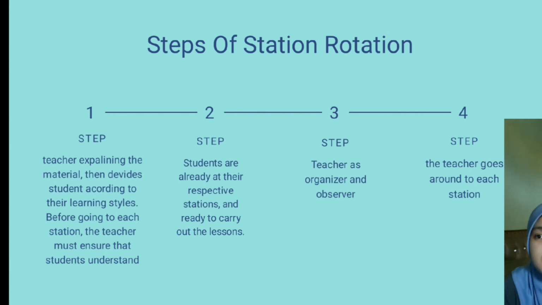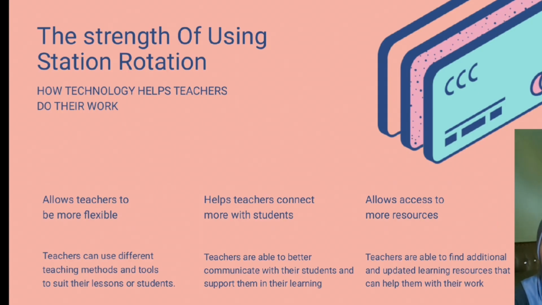The next step is that students are already at their respective stations and ready to carry out the lesson. And the next step is that the teacher acts as organizer or observer. And the last step is that the teacher goes around each station. The next material is the strengths of using station rotation. How technology helps teachers in their work.